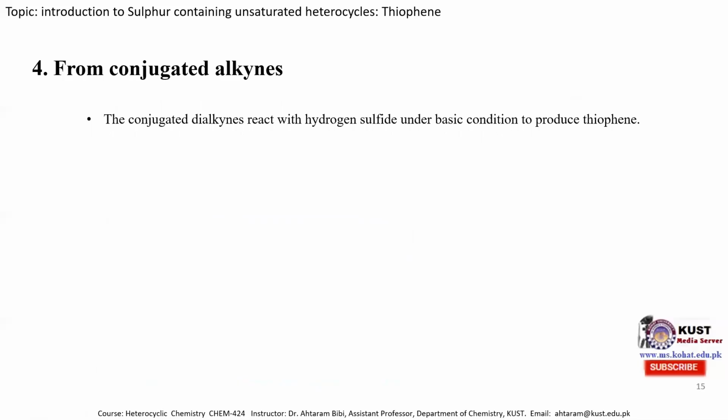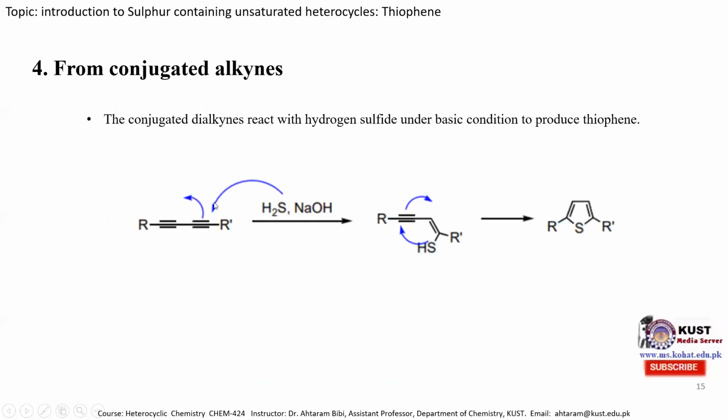The fourth method is that we can obtain the thiophene molecule from conjugated alkynes. The 1,3-conjugated dialkynes react with hydrogen sulfide under basic condition to produce the thiophene. This is the conjugated dialkyne, and when it is treated with hydrogen sulfide, in the first step the lone pair of electrons of sulfur attacks this carbon atom.